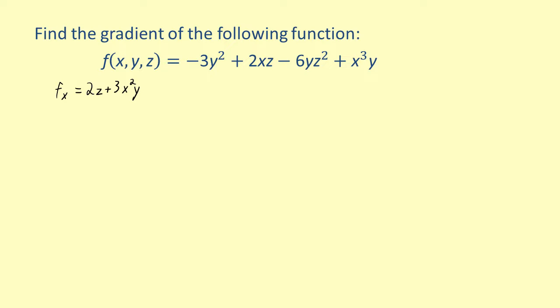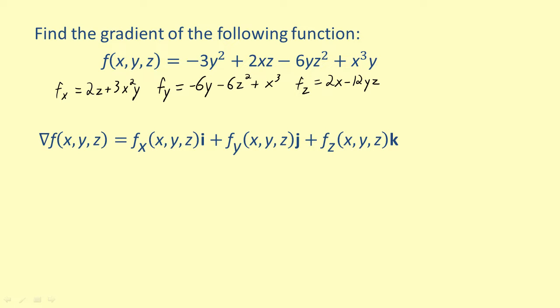Let's take the partial derivative with respect to y. This gives us negative 6y minus 6z squared plus x cubed. Therefore, we know that the partial derivative with respect to y exists. Now we'll take the partial derivative with respect to z. When we take the partial derivative with respect to z, we get 2x minus 12yz.